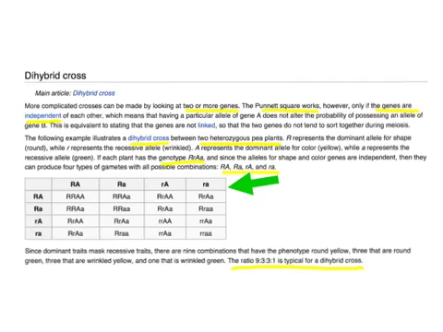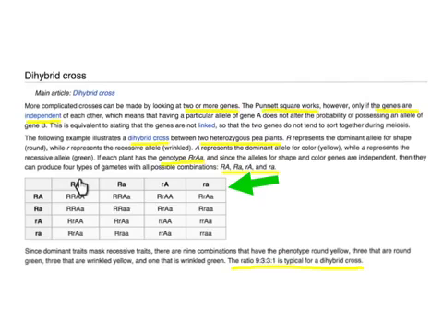So we'll say, for example, capital R stands for round and lowercase r stands for wrinkled, while capital A stands for green and lowercase a stands for yellow. So if capital R stands for round and capital A stands for green, this one is clearly round and green. This one is round and yellow. This one is wrinkled and green, and this one is wrinkled and yellow. It's the same over here.